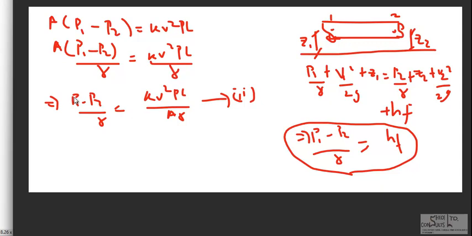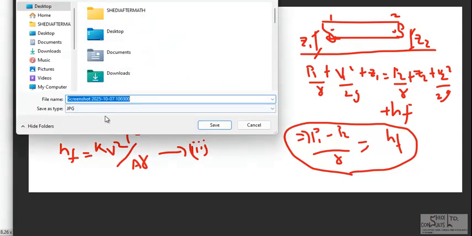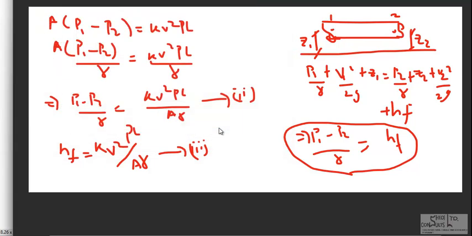The head loss due to friction is the pressure drop per the specific weight of the fluid. Therefore, if you look at equation 2, the head loss due to friction equals K V square P L all over A times the specific weight. Let's call this equation 3, and let me save that. Good. So head loss due to friction is equal to K V square P L all over A times the specific weight. Keep that in mind.